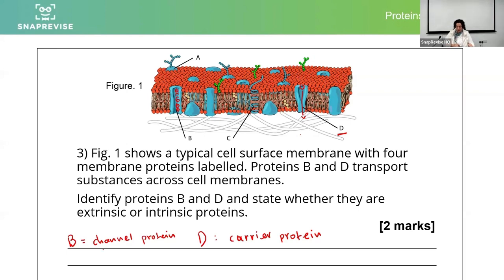So 1 mark goes for identifying them. B is channel, correctly identifying them, of course, right? B is channel, D is carrier protein. That's my 1 mark. And then both are intrinsic proteins because they span the membrane. We don't need to justify why, I'm just telling you. Of course, here I'm calling them intrinsic and not integral or transmembrane because that's the phrasing that I'm being given in the question here.